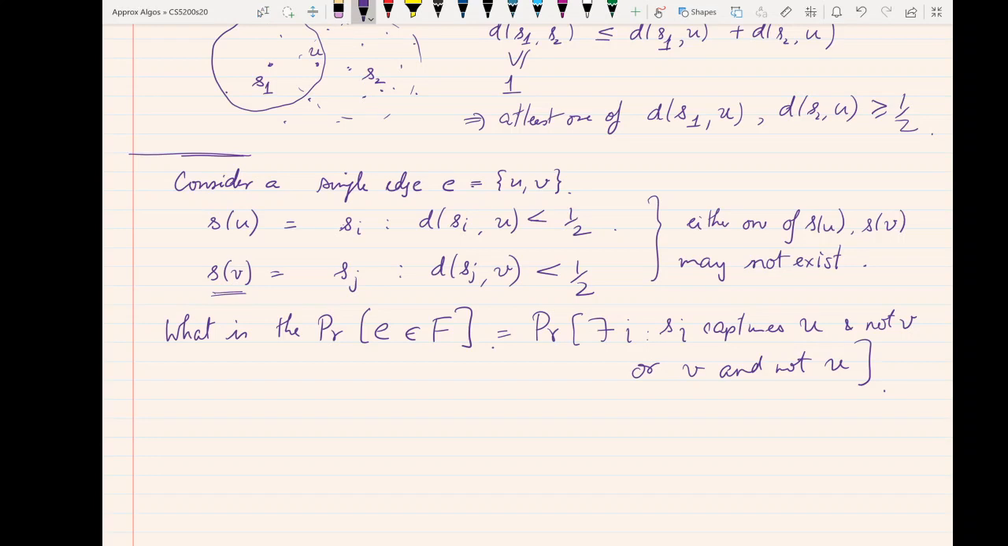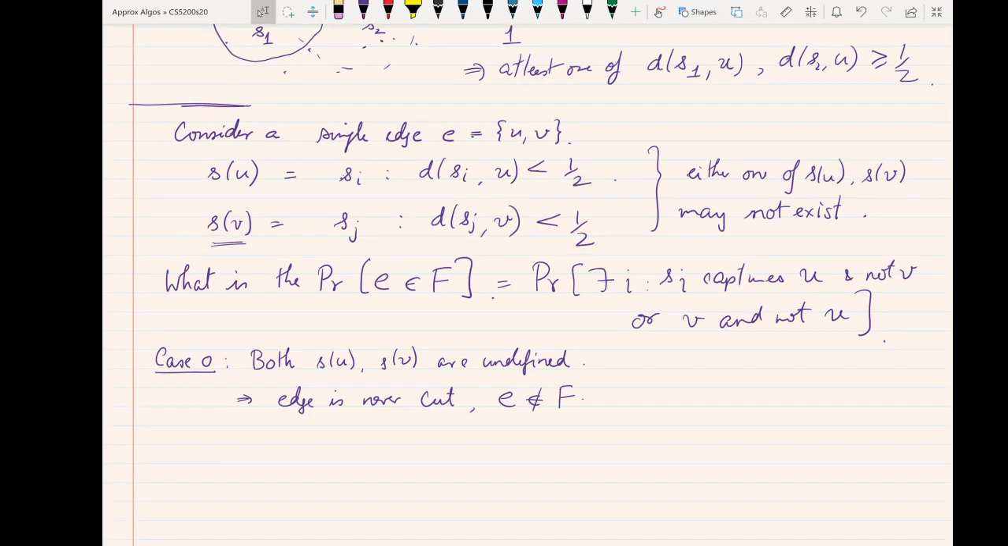So let us consider cases based on what happens. Case 0 is, of course, when both S of U and S of V are undefined, which implies the edge is never cut. That's simply because no ball is going to separate U from V.